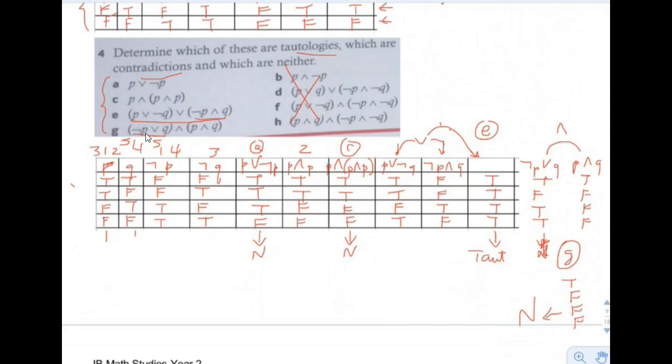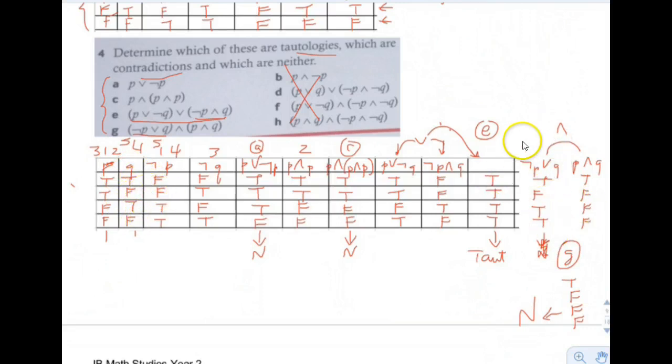For G, we're going to do not P or Q, and that with P and Q. So P and Q is pretty easy. We just AND together these two columns. And not P or Q, we're going to OR together not P or Q. Okay, so everything is going to be true except for the second one, which is going to be false.